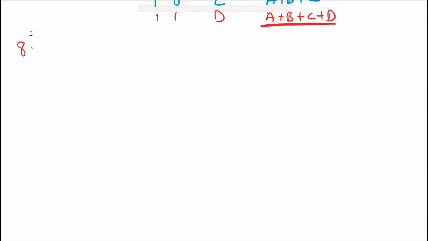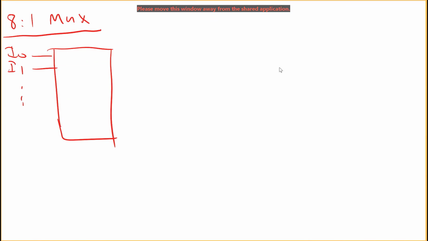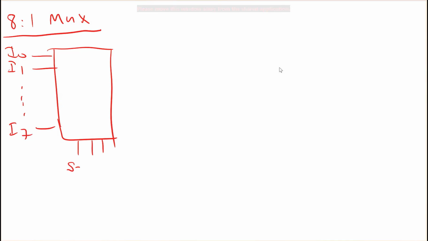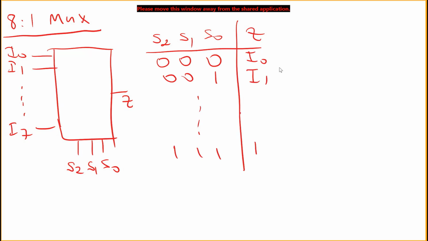Now let's look at the 8 to 1 mux. So in this case I will have 8 inputs, I0, I1 and it will go down to I7. And I will have 3 select lines in this case, S2, S1 and S0. So we can write the functionality table for this. So this will be my Z. So if this is 0, 0, 0, I will be selecting I0, 0, 0, 1, I will be selecting I1 and it will go down to 1, 1, 1 and I will be selecting I7 in this case, right?